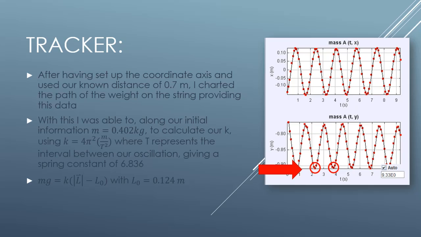With this, I then calculated the spring's relaxed length by setting the mass times gravity of our system equal to our spring force, which is K times the difference between our stretch length and our relaxed length, ending up with a calculated relaxed length of 0.124 meters.